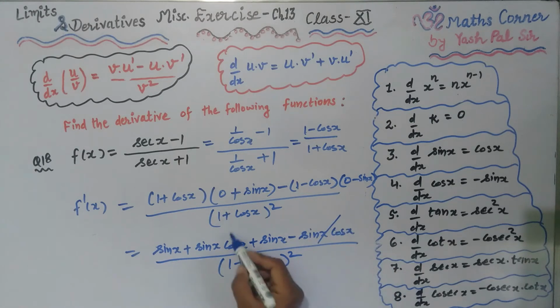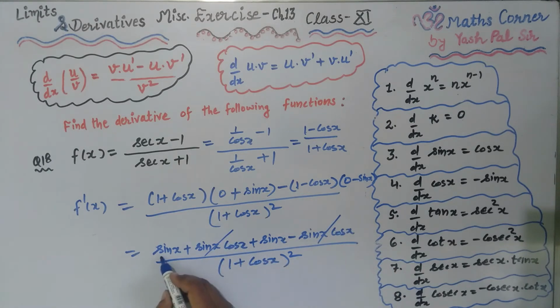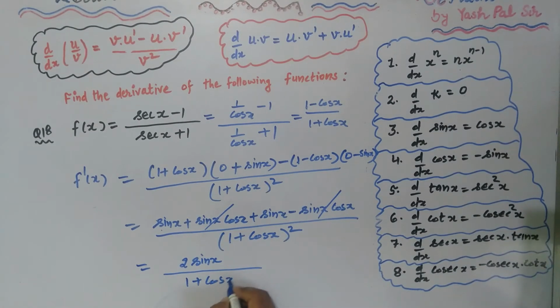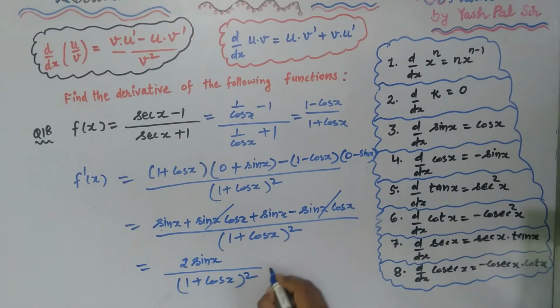Now what happens? sin x cos x, sin x cos x cancelled. sin x plus sin x is 2 sin x, whole divided by (1 plus cos x) whole square. So this is the answer to the question.